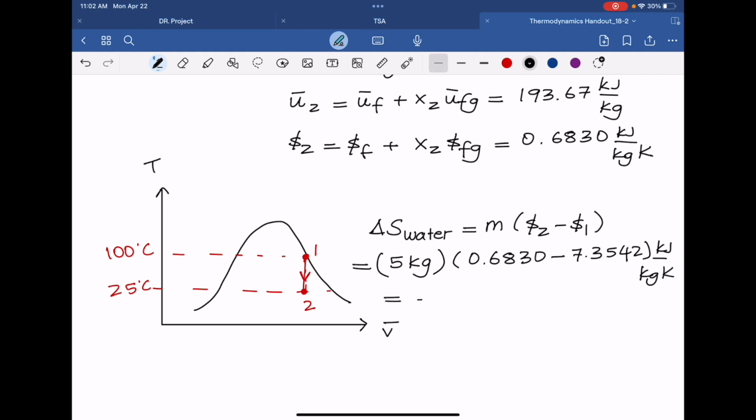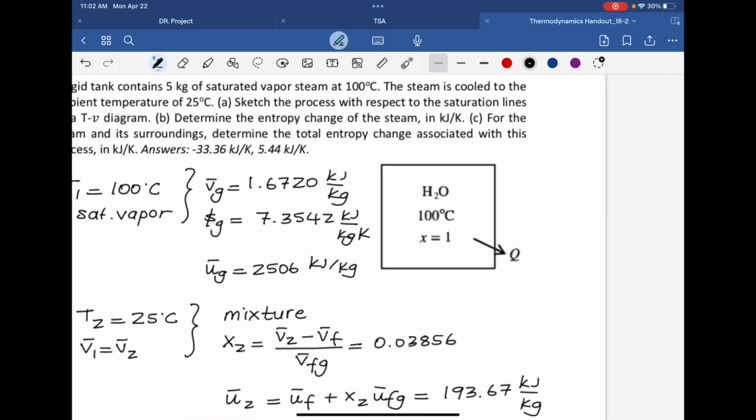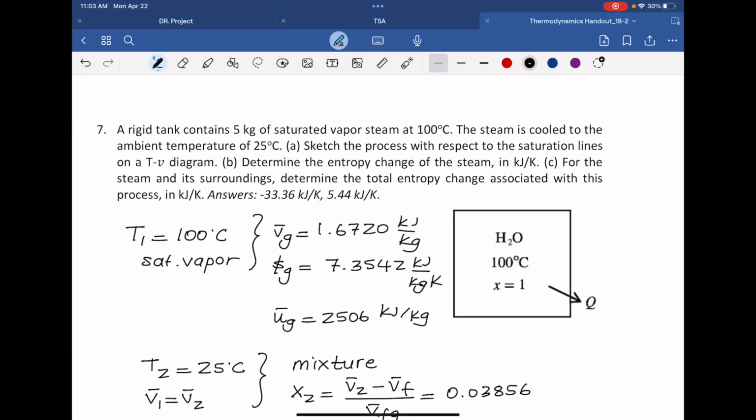And so of course this is negative because your system is losing heat. Now that we found that, let's take a look at how we can find the rest. First of all, they're asking for the entropy change of the steam. We found that it's negative because heat is getting out and heat carries entropy with it. And the next thing is to find the total.